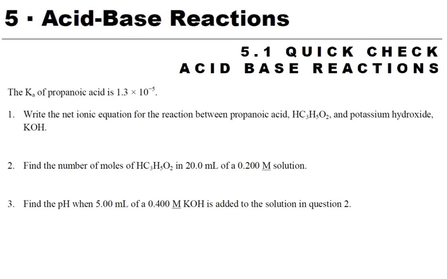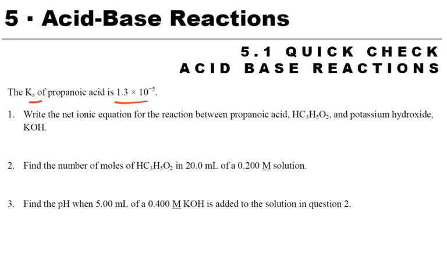I'm going to work through this 5.1 quick check. So start off, we're talking about propanoic acid, which is a 3-carbon acid that has a COOH. Anyway, it's a weak acid. Here's the Ka given right here, and we're going to need that.